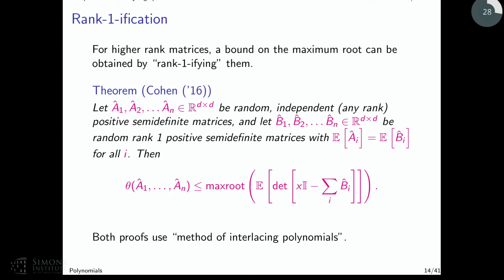Important. And I should mention that Michael Cohen, who's a grad student at MIT, has a way to extend this to larger rank matrices, but only if you're interested in the largest root. So his theorem says that if A1 through AN are random, independent, positive semi-definite matrices of any type, then the bound that you're supposed to look for is the one that you would get if these BIs had been rank 1 matrices, random rank 1 matrices, in such a way that the expectations match up. So he calls this rank 1ification.